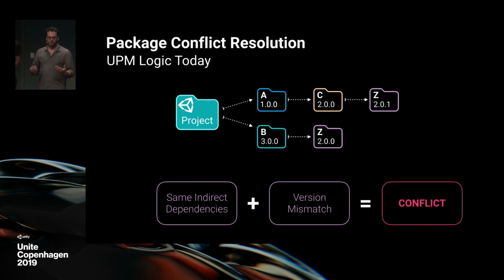How does Package Manager handle this conflict resolution? In today's logic, we assume basically the package closest, the indirect dependency closest to the root as the winner. So in this case, 2.01 will not actually be loaded. 2.00 will be loaded instead.